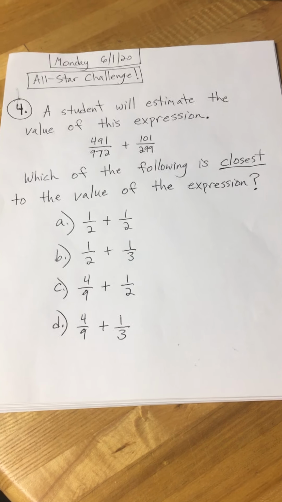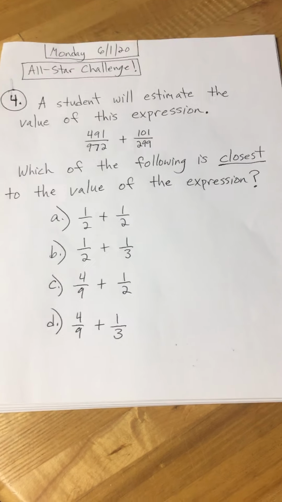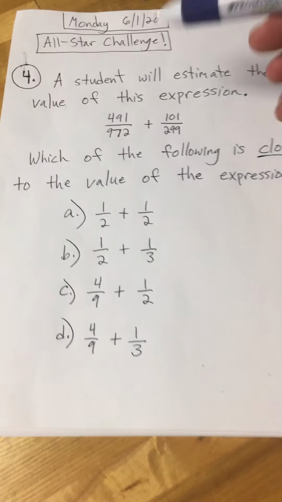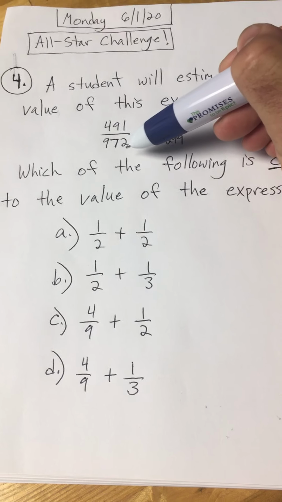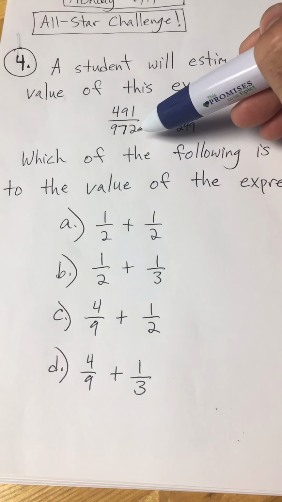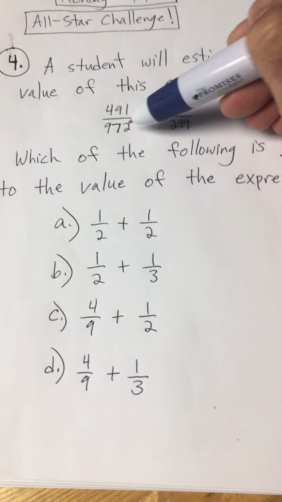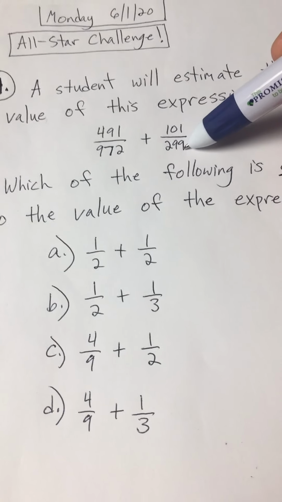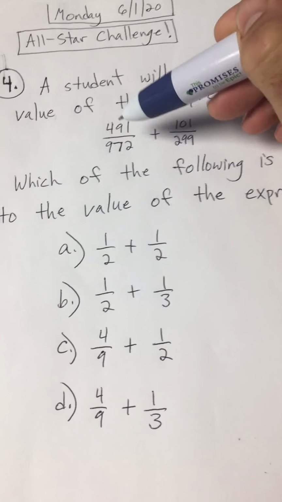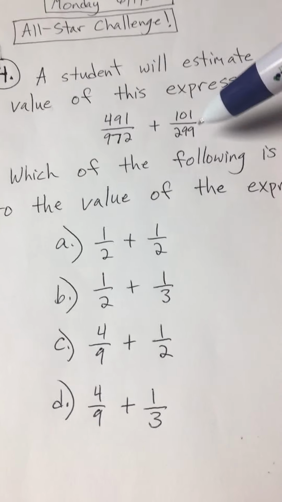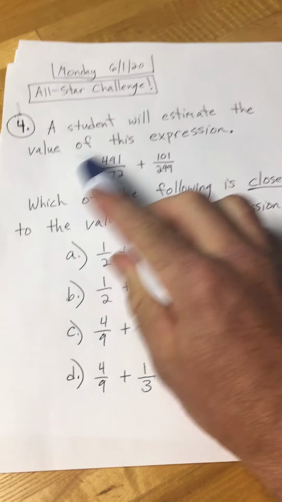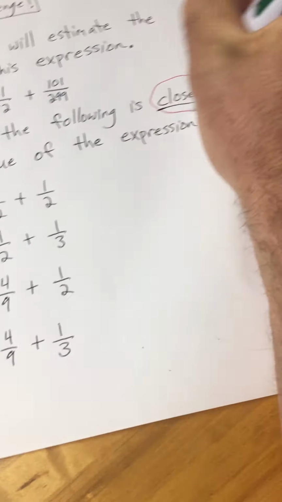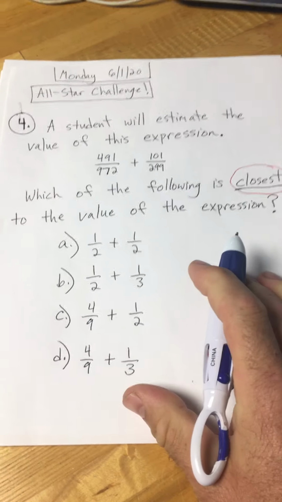This is our All-Star Challenge, number 4 in your Google Classroom assignments. It says a student will estimate the value of this expression: 491 out of 972 total, plus 101 out of 299 total. So we're going to estimate these, because it says a student will estimate the value of this expression. Which of the following is closest to the value of the expression?